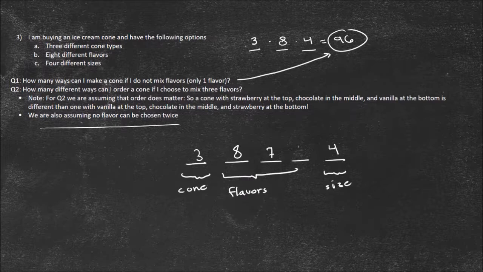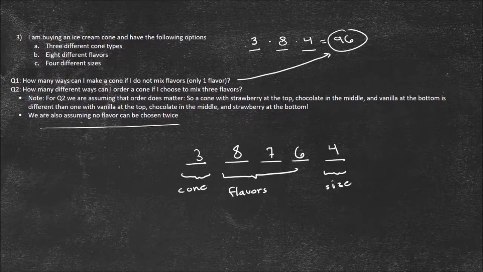And then what about my third flavor? I now have 6 choices for my third flavor. The reason I have 6 choices for the last one is because I've used 2 of the previous flavors and I can't use them again. So that's why that is the way it is.